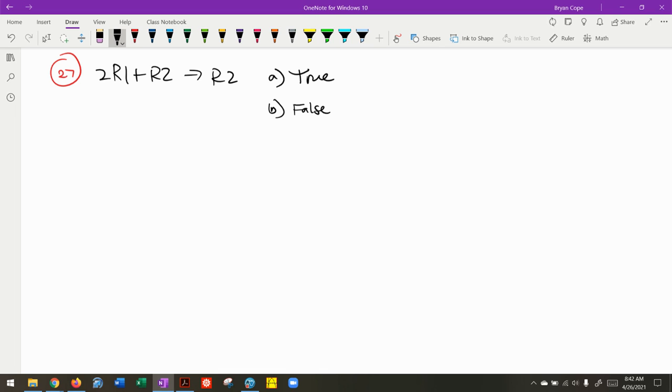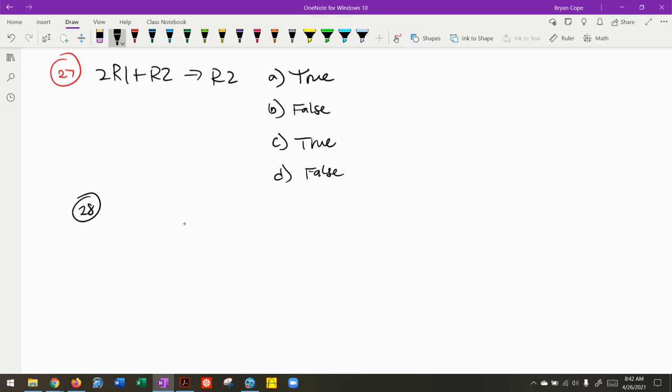C, if the columns of A are linearly dependent, then det A equals 0. That's true. If columns are dependent, then we have a non-invertible matrix by the IMT. So det A equals 0. And then D, that's false. We haven't discussed that formally yet, but we will.